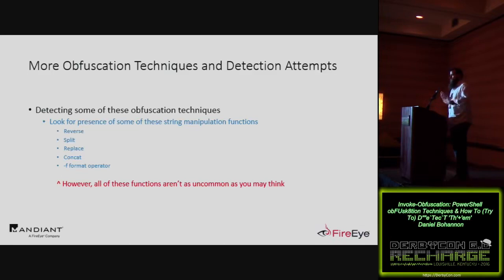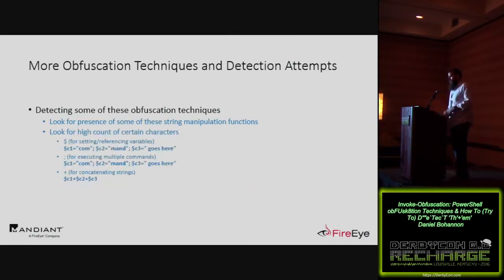For us, since the detection mechanisms that we put into place have to scale to all of our clients, it becomes a bit trickier. But again, you can start to look for these operators. You can look for high counts of certain characters, like how many dollar signs would you expect to see if you're using variables to chop up the command, or how many semicolons would you see if you're doing a lot of commands in a row on a single command line, or pluses for concatenating strings. Well, keep in mind there's always a way to do it differently.